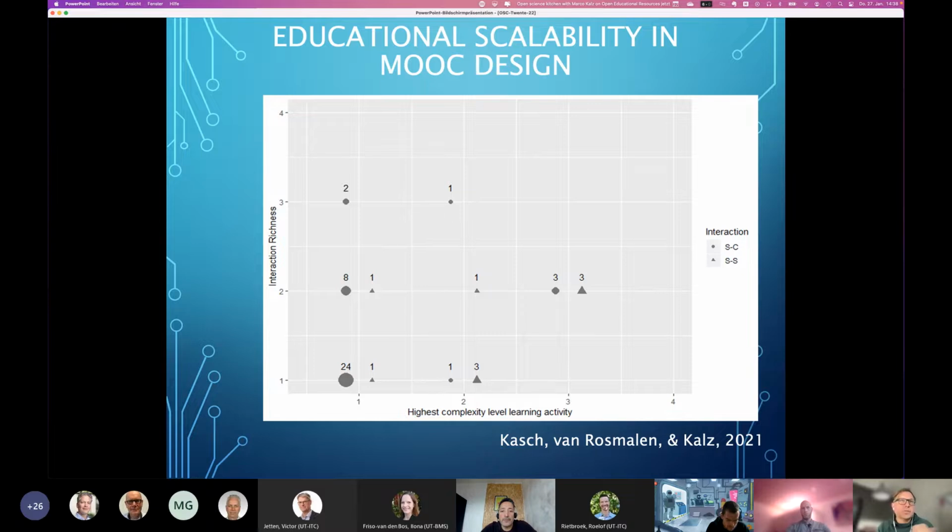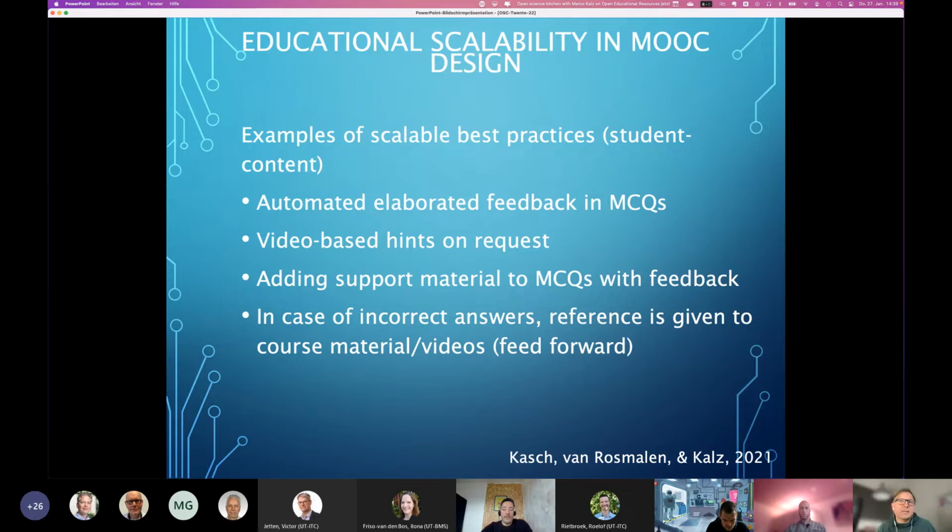We had student-content interaction. We saw a lot of automated, elaborated feedback in multiple choice questions. We saw video-based hints. We saw hints at the moment of incorrect answers. These were automated, scalable best practices in the student-content interaction.